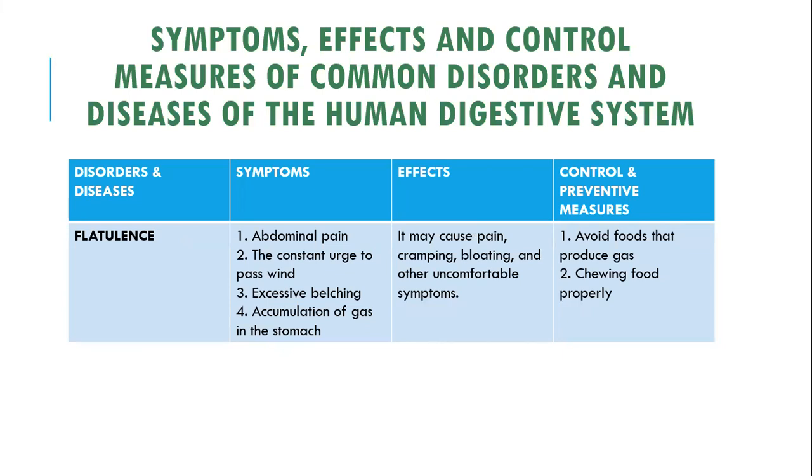The other disorder and disease is flatulence. Flatulence includes symptoms such as abdominal pain, the constant urge to pass wind, excessive belching, accumulation of gas in the stomach, and the various effects include pain, cramping, bloating, and other uncomfortable symptoms. The control and preventive measures include avoiding foods that produce gas and chewing food properly, as we enable food to move smoothly throughout the alimentary canal.